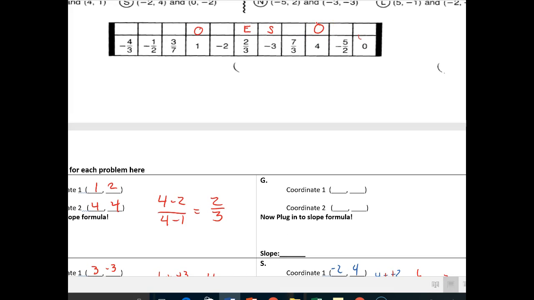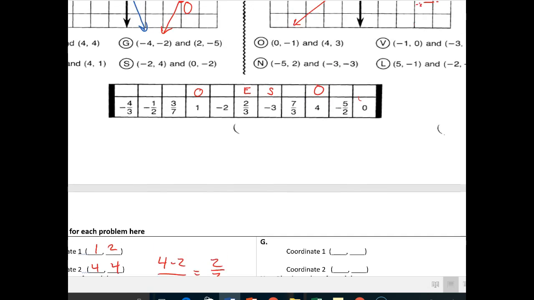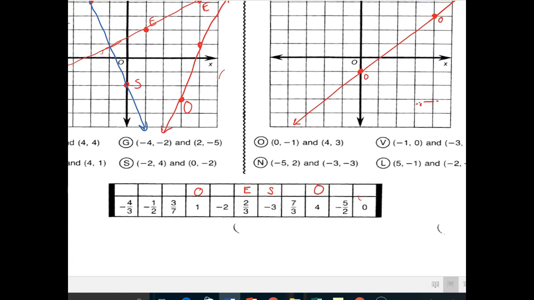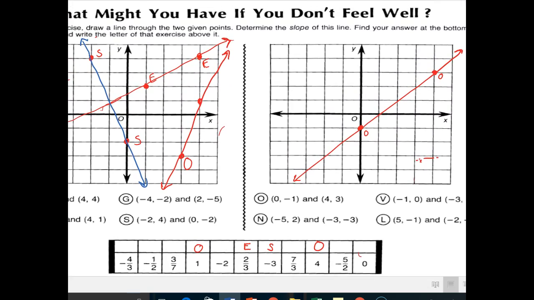Right? So I've just done 4 out of the 8 problems. You're responsible for the rest. Please make sure you use a straight edge and call me if you have problems.